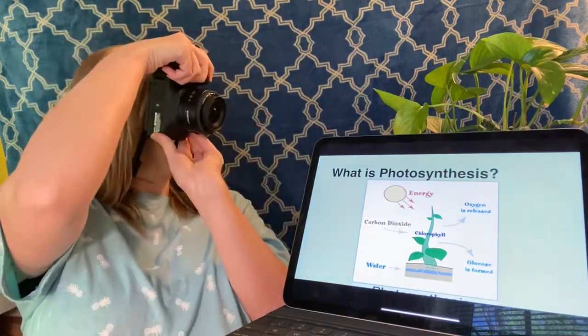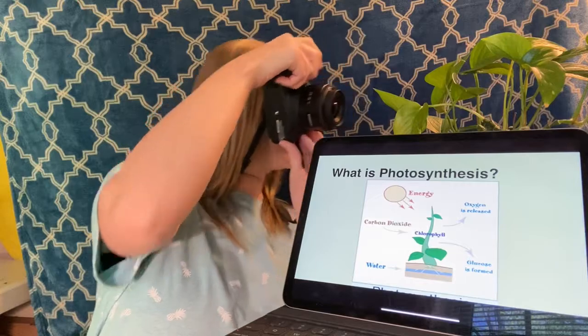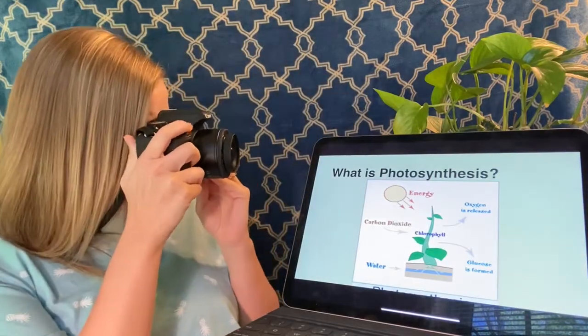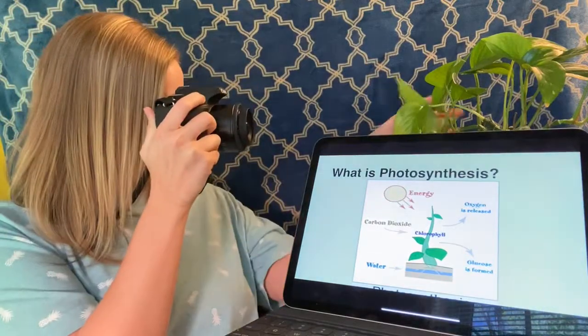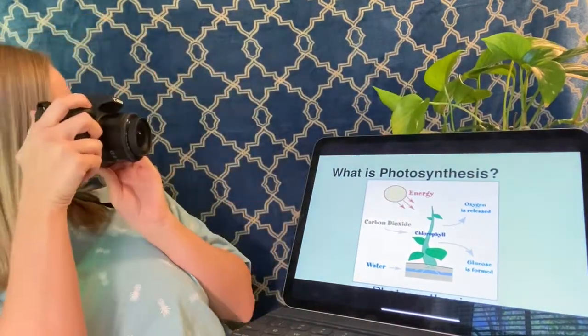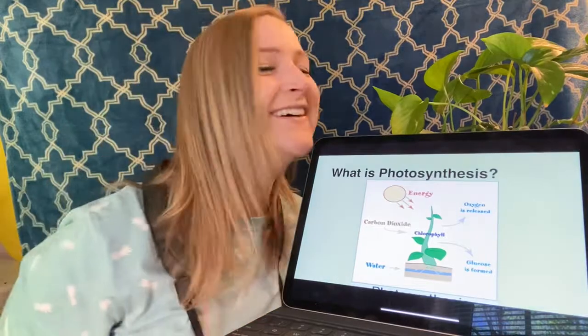Oh, Pat, you look fantastic. Look at your leaves and how green they are, how much chlorophyll you have in there. I bet photosynthesis is super easy for you with how much chlorophyll you have. Look at these green leaves. Oh, it's an amazing pose.